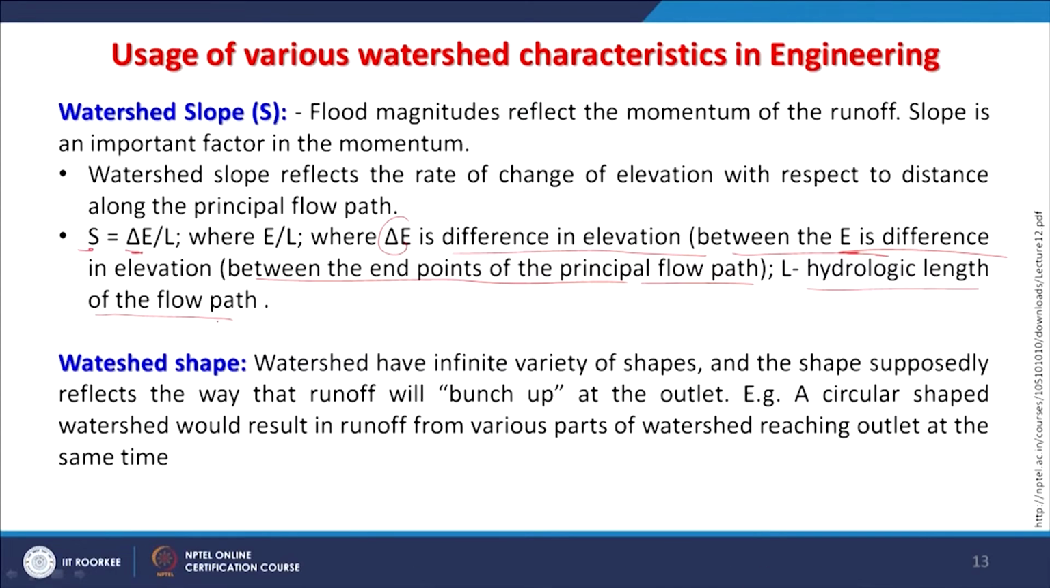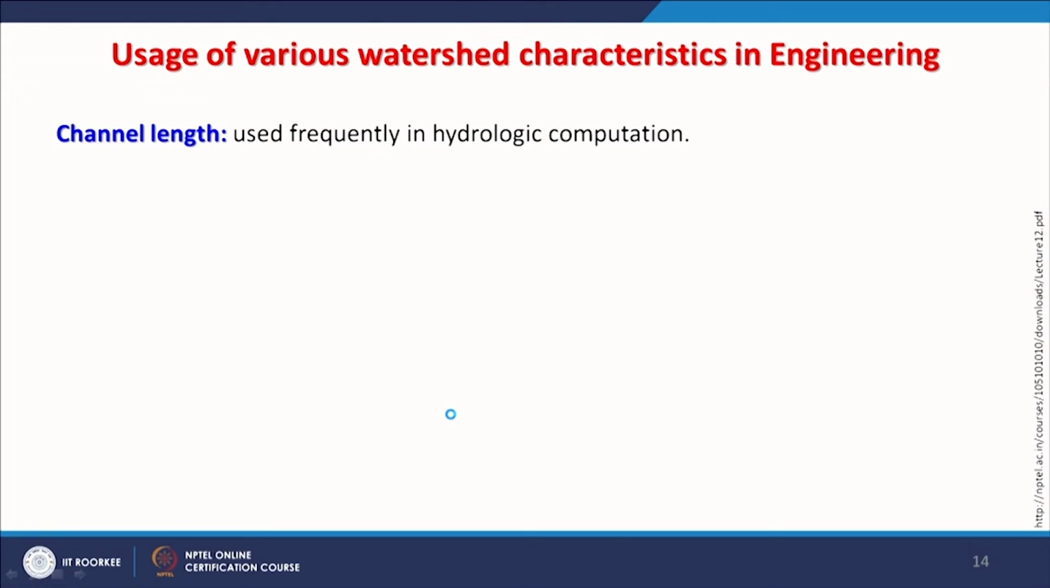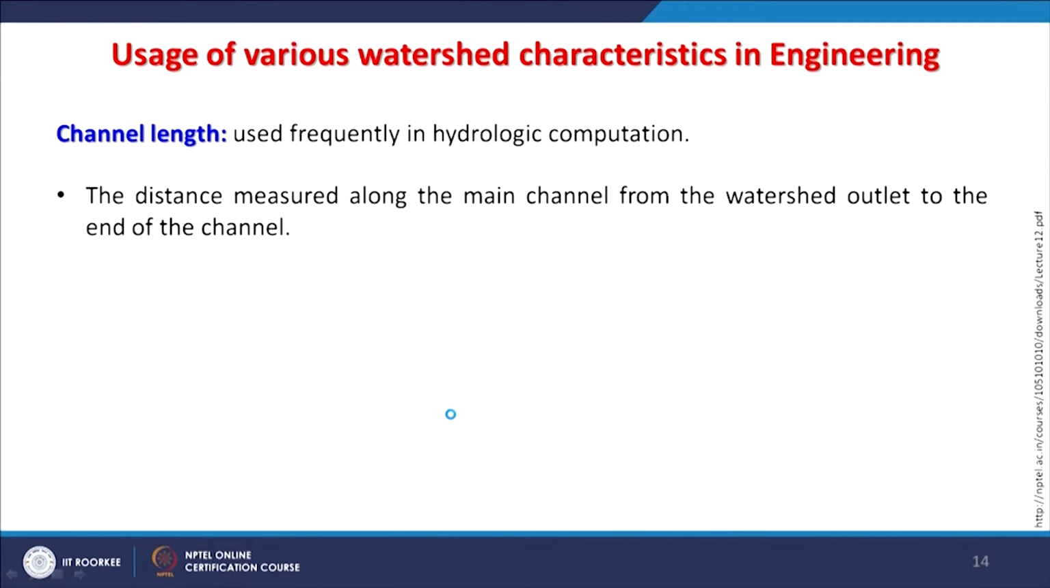And watershed shape is also very important, as we have already discussed, because bunching up of water should not happen within one watershed. Though this is a natural boundary, which we cannot change, if impedance can be provided, then all the water which is falling over a watershed will not reach the outlet at the same time, or will not get concentrated in one area of the watershed at the same time. Channel length is also used in hydrologic computation, that is the distance measured along the main channel from the watershed outlet to the end of the channel.